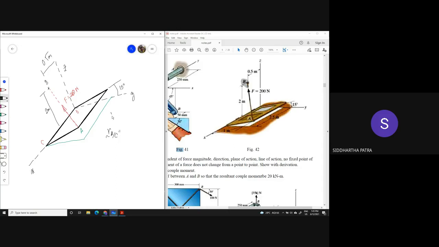So if I would like to get RBO, that is 0.5i plus 2k meters. If I'm trying to get RAC, that is how much?